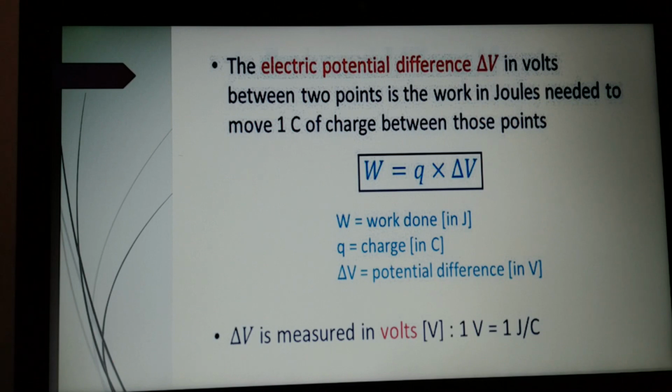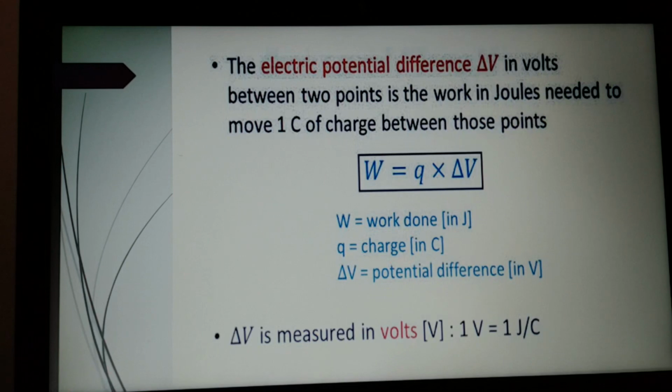But according to the definition of potential difference, delta V should be W by Q, where W is the work required to bring or to move Q amount of charge between those 2 points. So delta V is equal to W by Q, and delta V is the potential difference. And generally potential difference, electric potential difference, is measured in volts. That is the unit of potential difference mentioned here in red letters, volt.